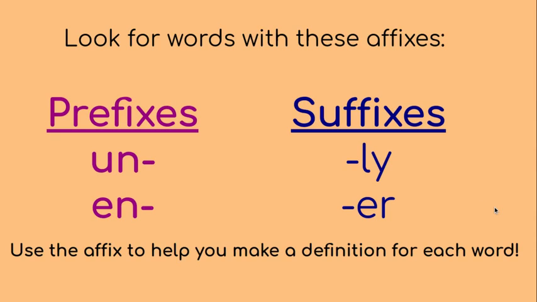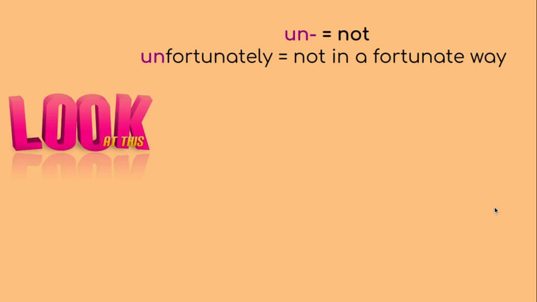So remember, you are looking for words with prefixes un and en and suffixes ly and er. Let's see what you found. Okay, so there weren't that many words with the prefix un, but there was one: unfortunately, which is not in a fortunate way. And you might be thinking, Ms. G, that also had the suffix ly, which you would be correct. So you see that some words can have prefixes and suffixes on one root. So we'll come back to unfortunately later, okay?